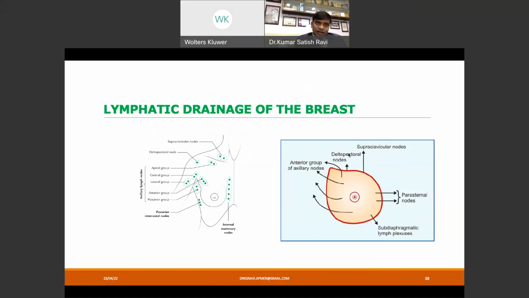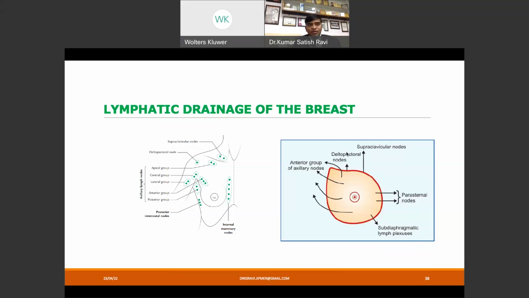Because carcinoma of the breast is quite common, for the surgeons it is very important to know how the lymphatic drainage works. It spreads mostly through the lymphatics. We call these the sentinel lymph nodes. So we must know the lymphatic drainage of the breast.